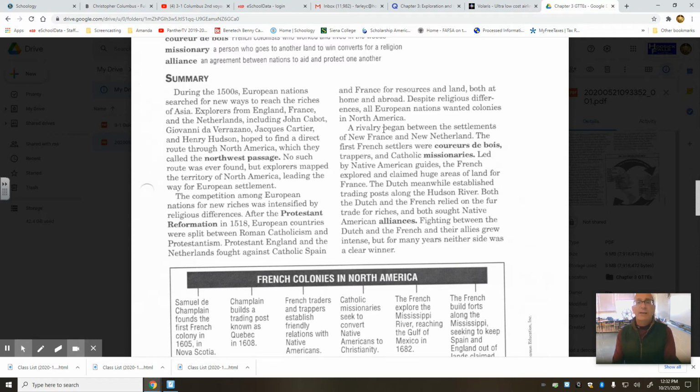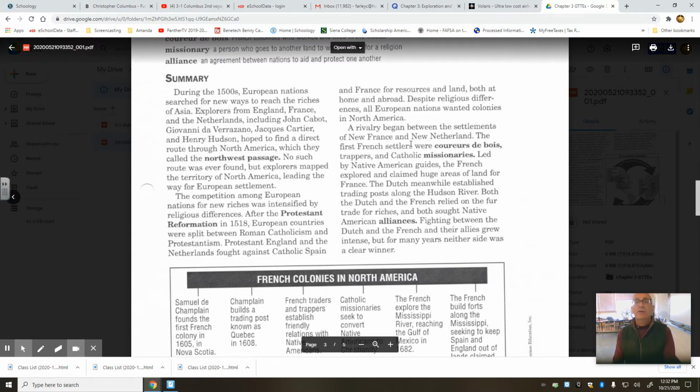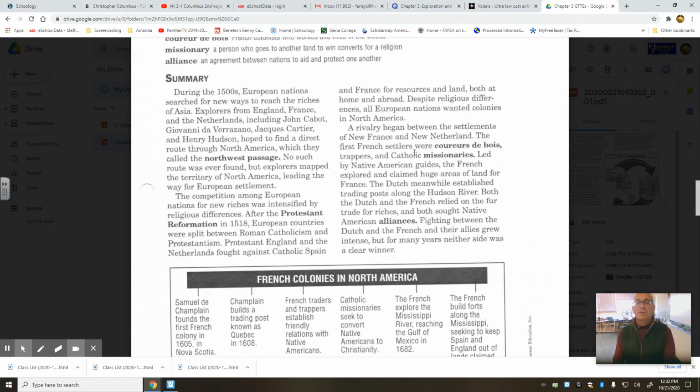A rivalry began between the settlements of New France and New Netherland. The first French settlers were coureurs du bois, trappers, and Catholic missionaries. Led by Native American guides, the French explored and claimed huge areas of land for France. The Dutch, meanwhile, established trading posts along the Hudson River. Yes, our Hudson River right here in nearby Albany. Both the Dutch and the French relied on the fur trade for riches, and both sought Native American alliances.